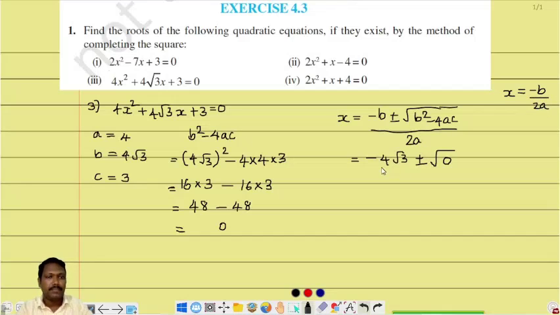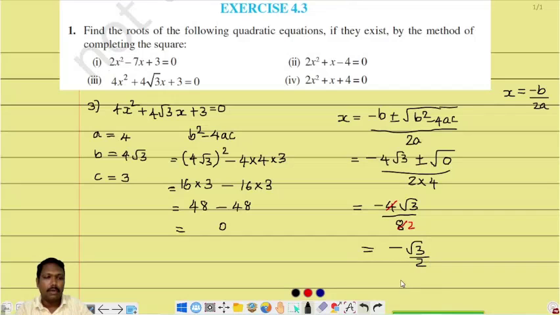Anyway, we are doing it. Minus 4 root 3 plus or minus root 0 divided by 2a. What is 2a? 2 into 4, a is equal to 4. So what will be the answer? It is minus 4 root 3 plus or minus root 0, which is 0, so we don't need to mind that side. So minus 4 root 3 divided by 8. Now this 4 and 8 you can cut, then you will get 2. So the answer will be x is equal to minus root 3 divided by 2.